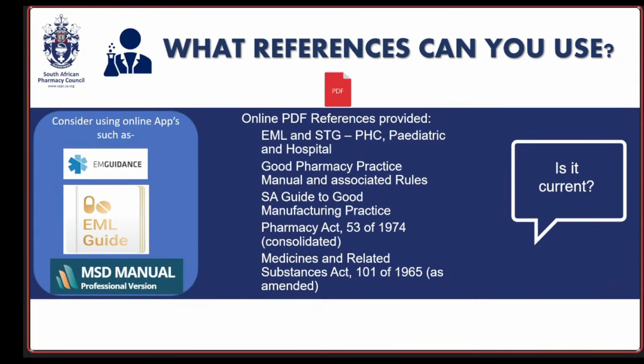So the GPP can be accessed through the SAPC website. The Pharmacy Act is also available on the SAPC website, but for the Medicines and Related Substances Act, you will find the latest one on the SAHPRA website. And also on the SAHPRA website, you will get the good manufacturing practice and also the good wholesale and distribution practice. So the GMP, GWDP, and the Medicines and Related Substances Act, you will find on the SAHPRA website.